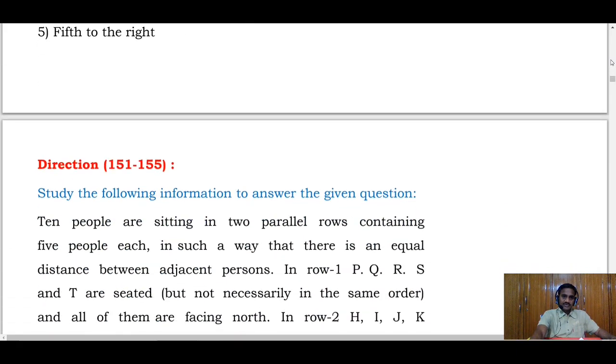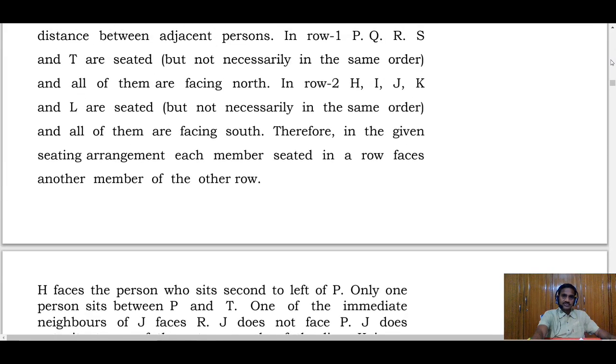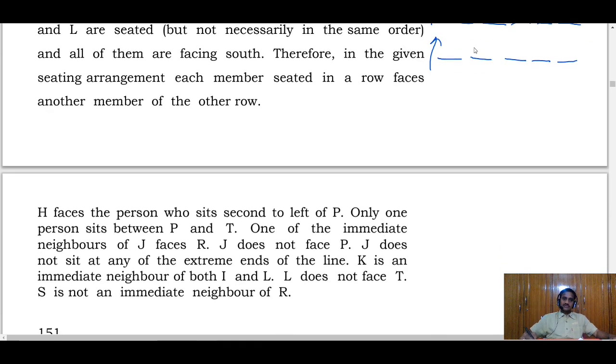Then next one, 151 to 155. In this 151 to 155, what information do we have? Two rows are there. P, Q, R, S, and T are facing towards north, positions 1, 2, 3, 4, 5, and another row of 1, 2, 3, 4, 5. These persons are north and these persons are south. Five persons are facing towards north and five persons are facing towards south.